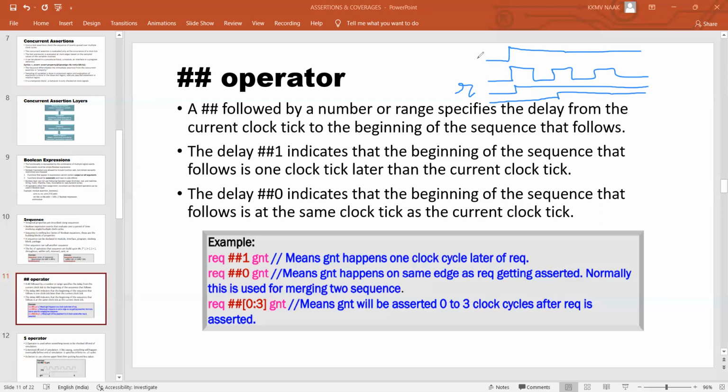So all these three signals come under your second thing, that is request double hash 0 grant, whereas these three come under request double hash 1 grant. In the same way here, if you are mentioning any range, up to that range your grant will be low, and only after that range your grant will be high. Now clear everybody?